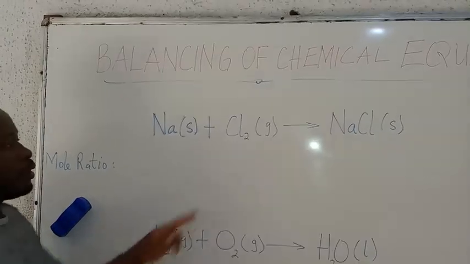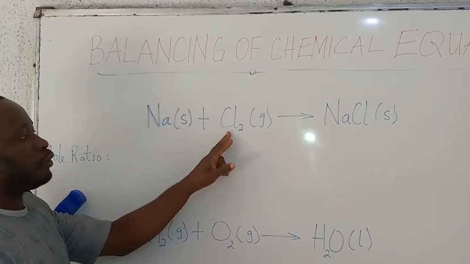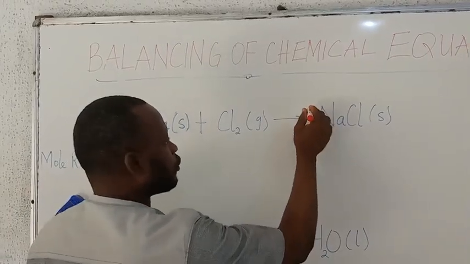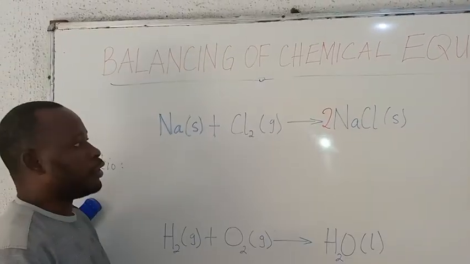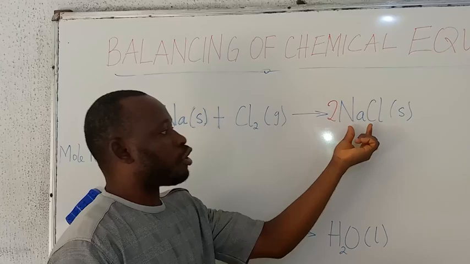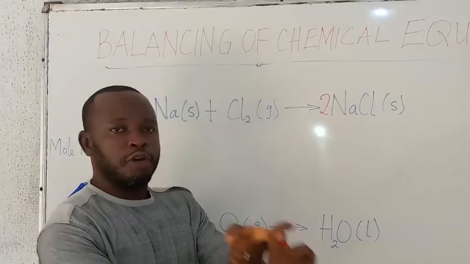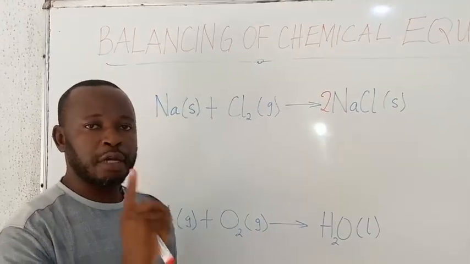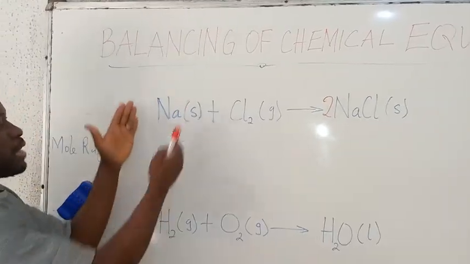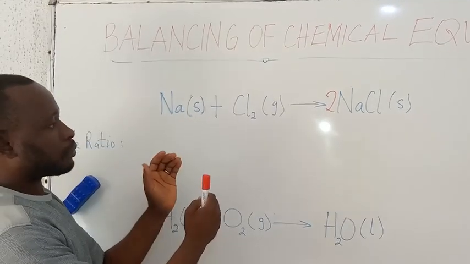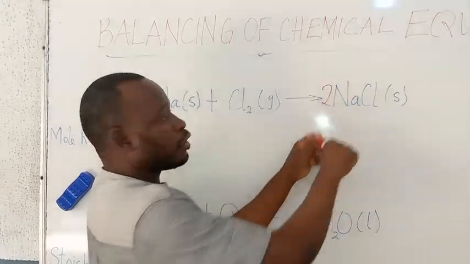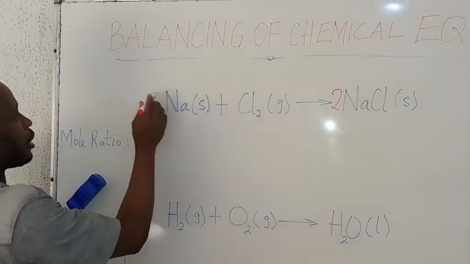On the board here, we see two atoms of chlorine on the reactant side. To balance it, I'm going to use coefficient 2 here. This 2 is affecting both sodium and chlorine because sodium and chlorine here are chemically combined. They make up one compound. So let's check again. On the reactant side, sodium is one atom. On the product side, sodium is 2 times 1, 2 atoms. So I'm going to introduce another coefficient here, 2.